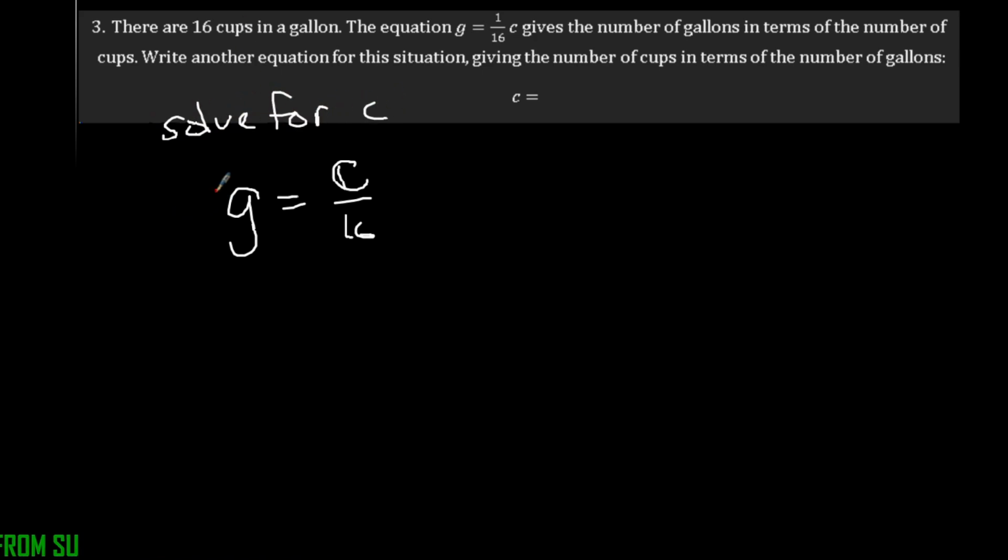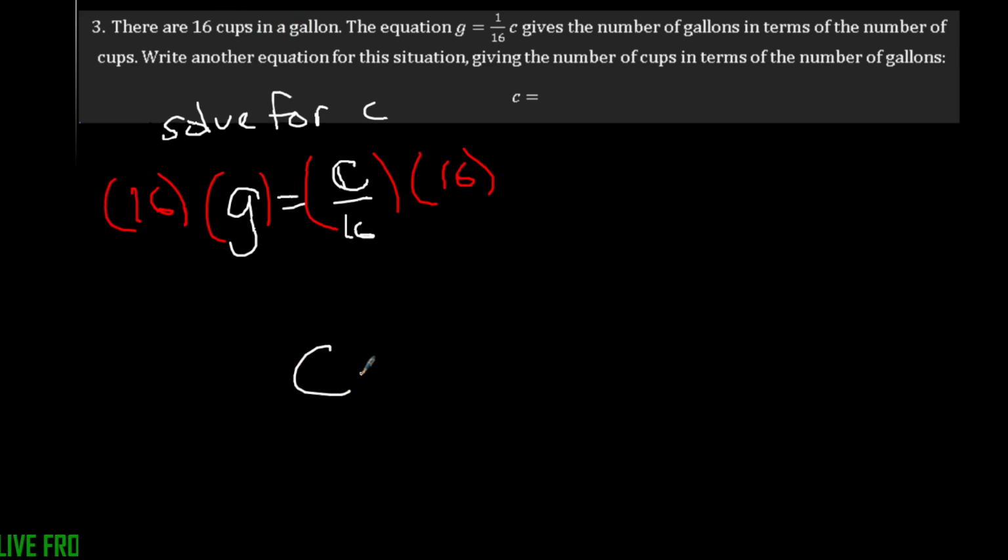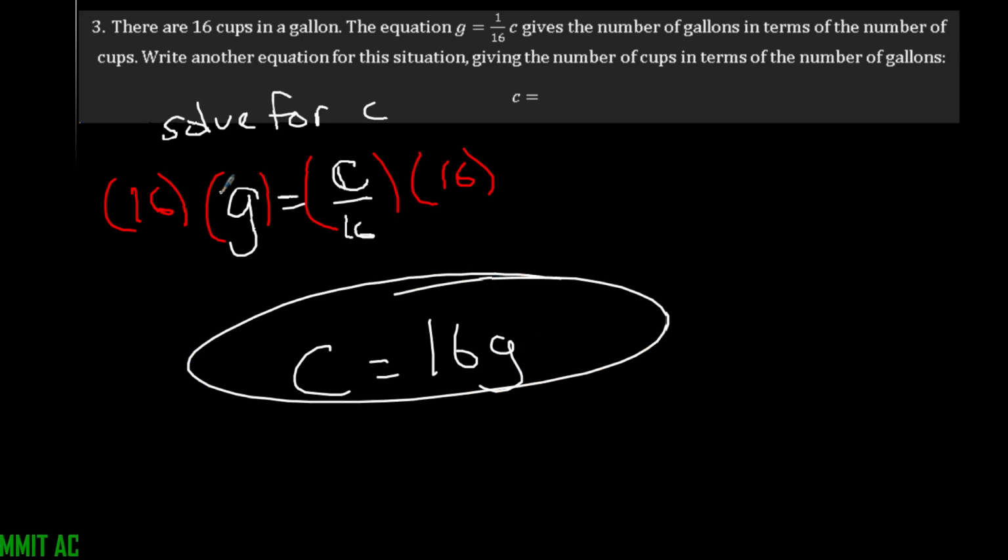So if we start with G equals 1 over 16 times C, or C over 16, we have to solve for C. So it's real simple. One step equation gets C by itself. So if we multiply both sides by 16, we end up with our equation. So we're going to say C equals 16G. So again, solve for C means get C by itself.